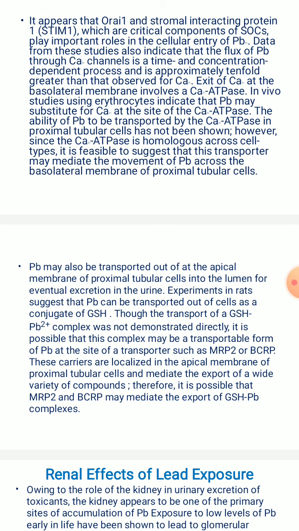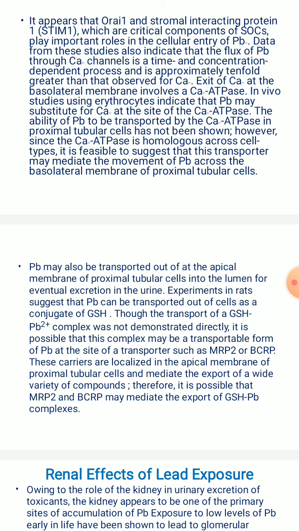So experimentally, they have done the experiment in rats. It suggests that lead can be transported out of the cells as a conjugate. We have already explained in the last class how other heavy metal ions get conjugated and excreted, right? So a conjugate of glutathione, that is GSH. The transport of this GSH-lead complex, Pb2+ complex, was not demonstrated directly.